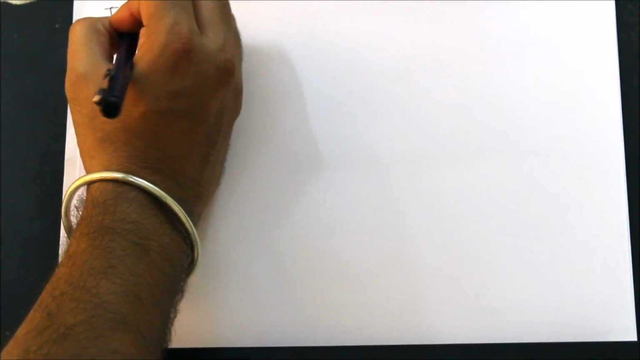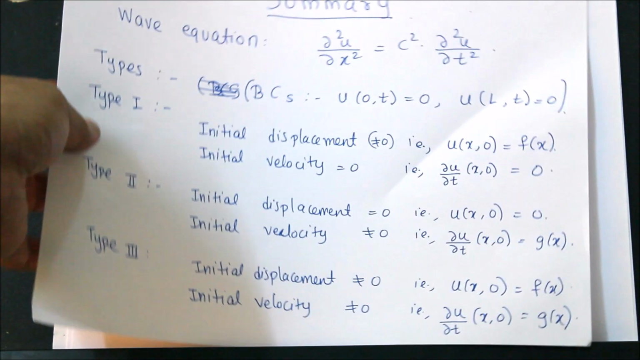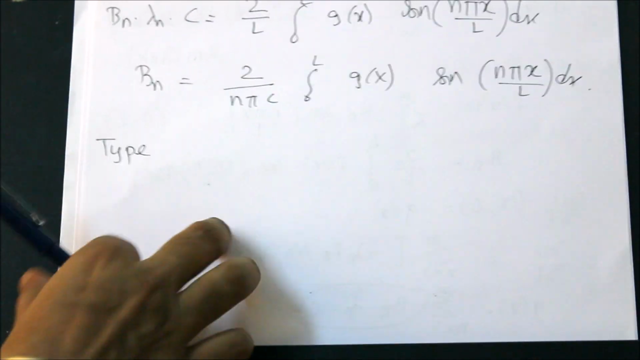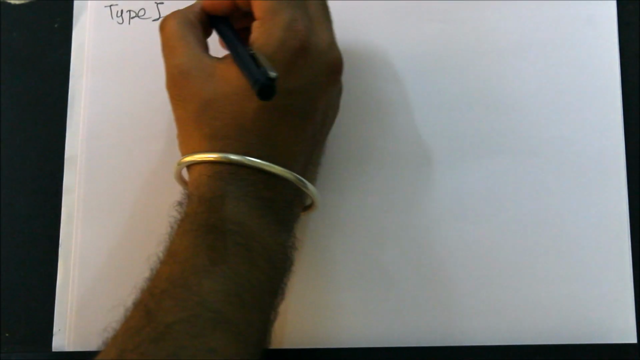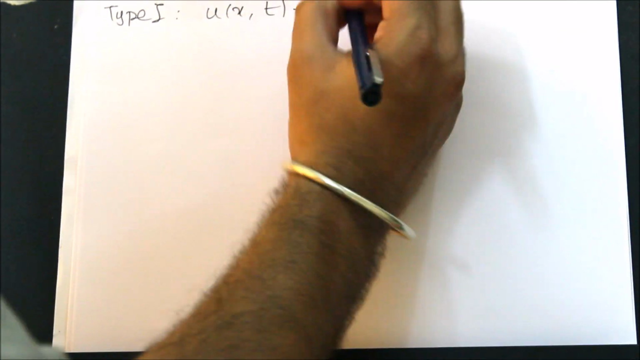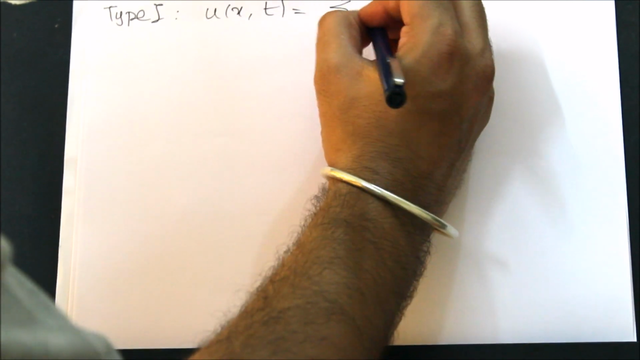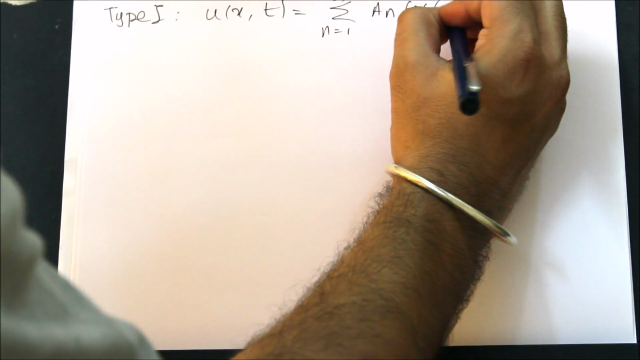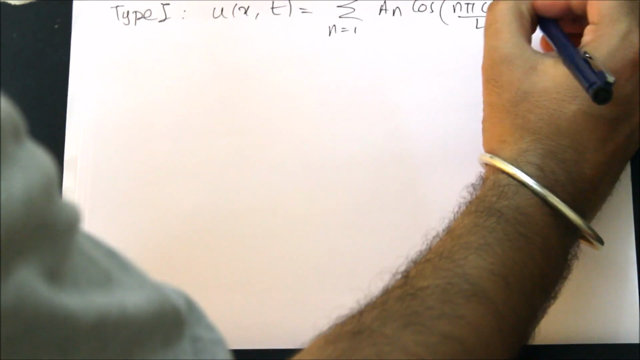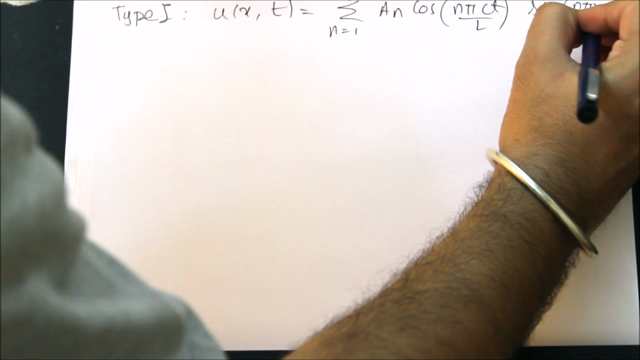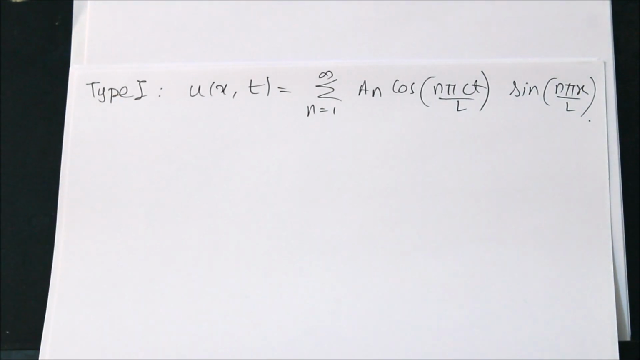So what is my type 1? When my initial displacement is given but initial velocity is 0. Since my g is 0, my bn's become 0, and therefore what is my u? My u of x comma t is nothing but summation n from 1 to infinity of an cos of n pi ct upon L into sine of n pi x upon L. So this is the formula when my initial velocity is 0, because since my g is 0, my bn's become 0.